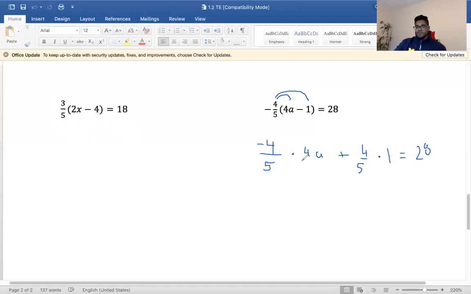Now, I can put 4a as a fraction, so I can put it over 1. I can put 1 as a fraction, make it 1 over 1. Right, so I have each one of these things here. See, it gets a little uglier here. But still not too bad. We can just multiply straight across. So you have negative 16a over 5 plus 4 times 1 is 4. 5 times 1 is 5 equals 28.